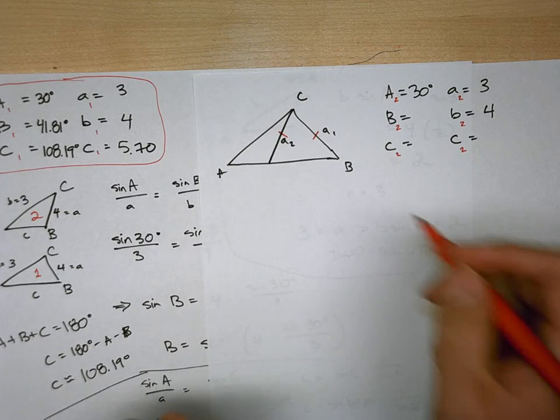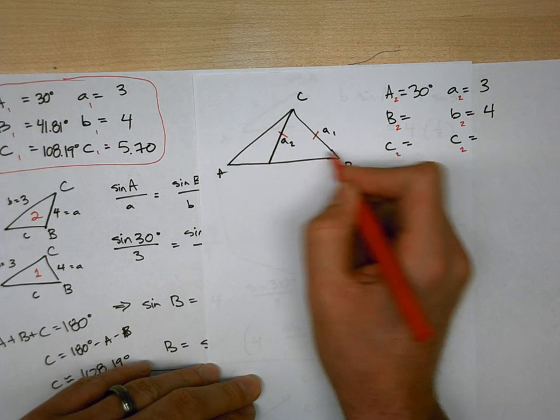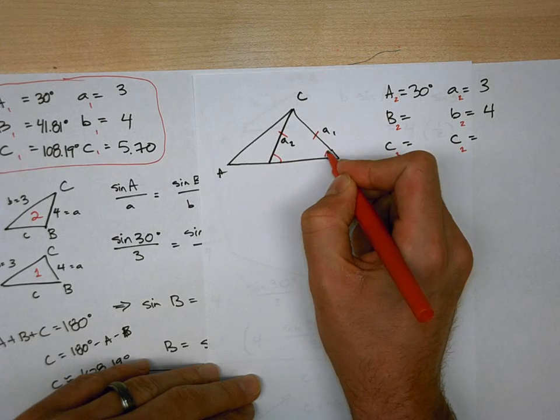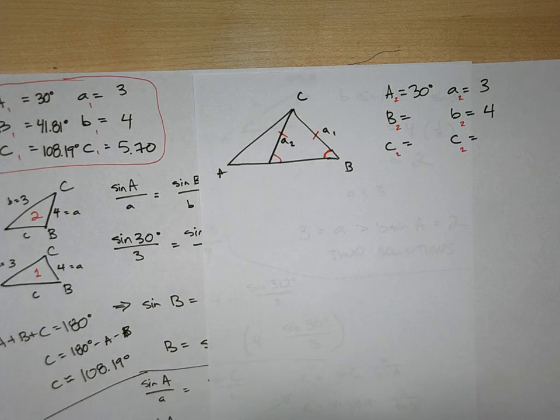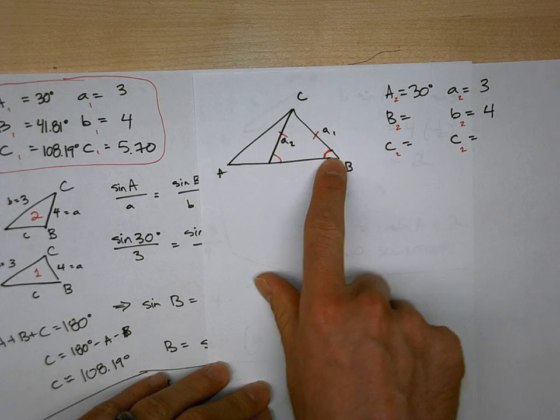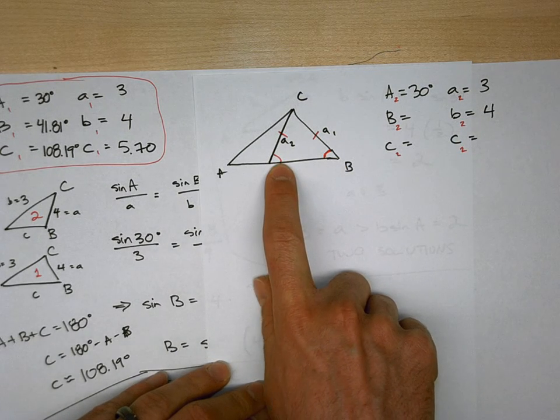That also tells us that this is an isosceles triangle, this little guy in here. So these angles are going to be the same. That's a property of isosceles triangles. So if this guy is 41.81 degrees, this angle is also 41.81 degrees.